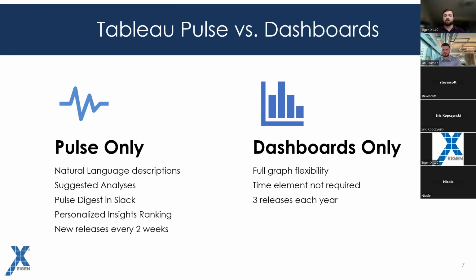The Pulse Digest in Slack is something that, similar to how a metric, a certain threshold triggered response might come out of a dashboard, right? You'd see a similar Pulse Digest appear in a Slack channel. Something that I really enjoy is the personalized insights ranking. So if you interact frequently with the same insights or the same metrics on the Tableau Pulse site, by giving it a thumbs up or clicking on it and checking out the breakdowns, that will start to appear more at the top of your feed.